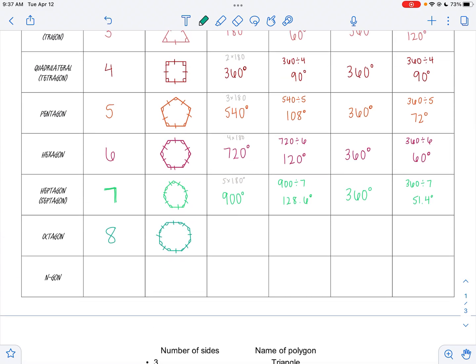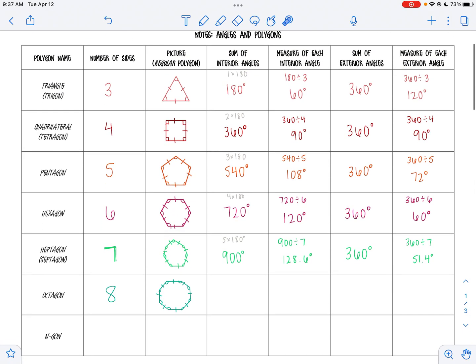Now, I want you to take a minute, and we'll pick up in the next video. I want you to see if you can figure out these numbers from here, and then see if you can find any other pattern. We'll check back in the next video to see if you got your numbers correct and if you found that pattern.